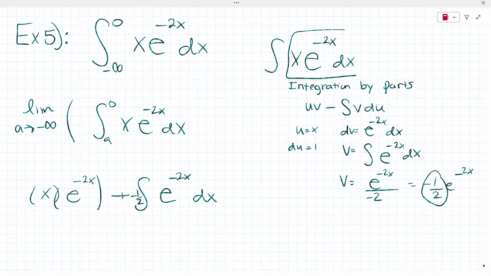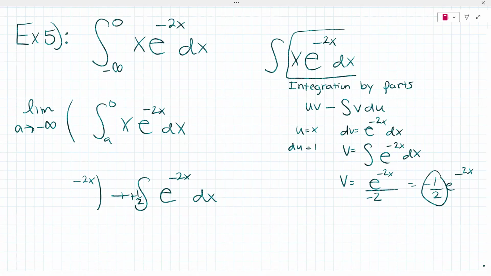Okay, and then we know that two negatives becomes a positive, so that is going to be... oh, my bad, my mistake. It's uv minus the integral of v du. So hold on, let's finish this.